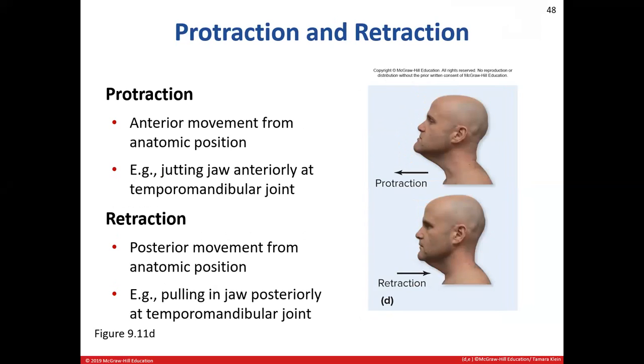And then we also have protraction and retraction. Protraction and retraction really take place at the jaw, or the TMJ, the temporomandibular joint. With protraction, we have anterior movement from an anatomic position, so protraction is essentially jutting your jaw anteriorly. Retraction is the opposite. This is where we have posterior movement from an anatomic position. Essentially we are taking the jaw and pulling it backwards, so pulling the jaw in a posterior fashion at the TMJ.